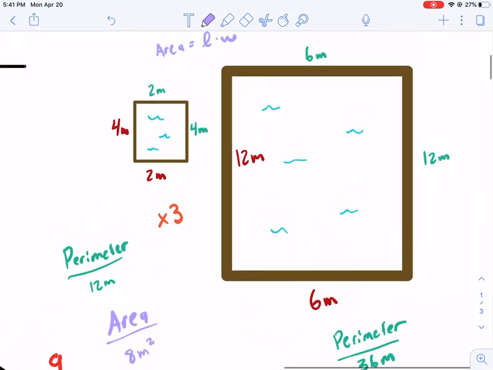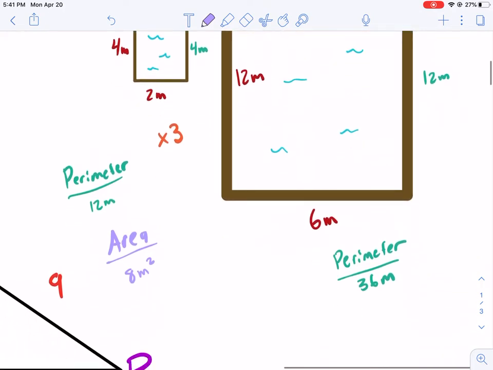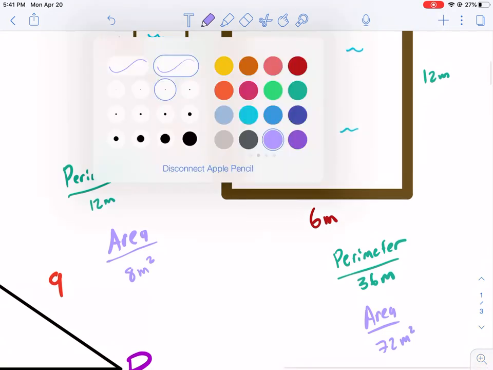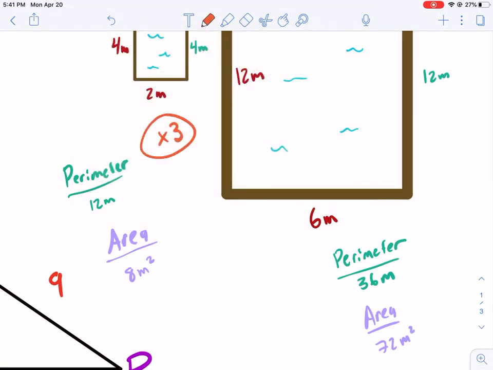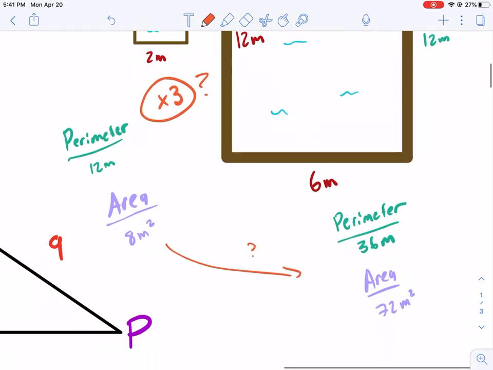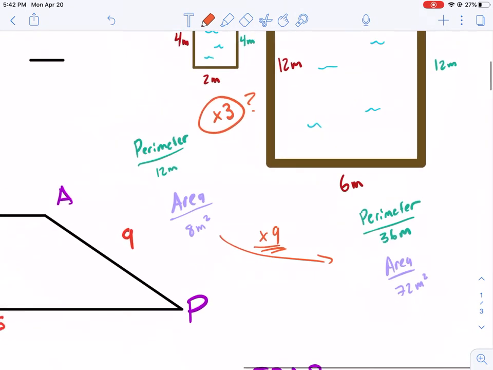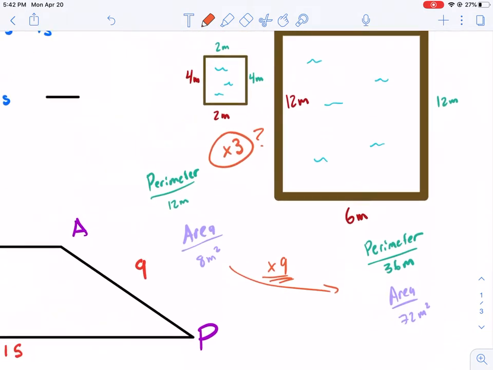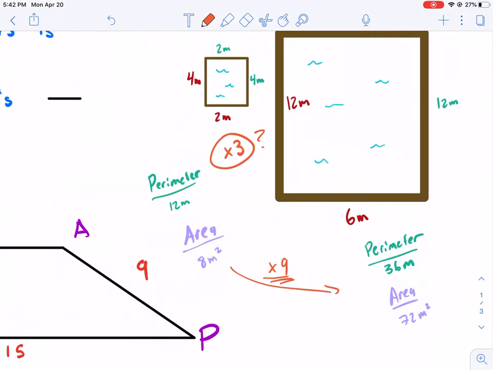What about the new pool? Well, 12 times 6 for the area, which equals 72 meters squared. Is this the same thing? Is this times 3 for the area? You'll notice that it is not. What do you multiply 8 by to get to 72? You'll notice that it is times 9. Why does this happen? Well, because we're multiplying dimensions and it compounds the scale factor.